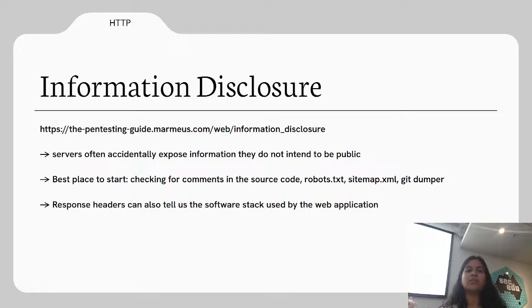Web servers often accidentally expose information that they don't intend to expose to the public. The best place to start checking for this exposed information can be in the comments in the source code, robots.txt, sitemap.xml, or even using Git dumper. You can also use Burp Suite to look at the response headers to see what software stack is being used by the web application.